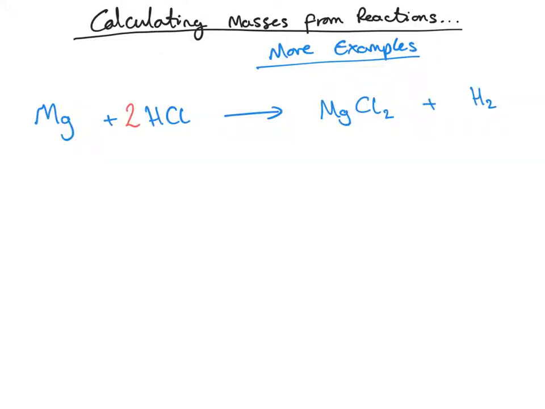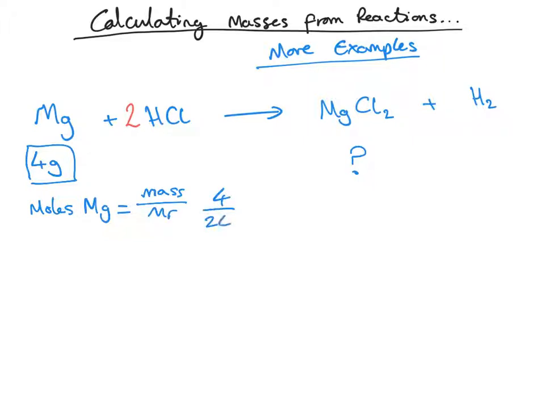Here's some more examples for you to calculate the theoretical masses from different reactions. So let's just pretend I start with 4 grams of magnesium. From 4 grams of magnesium, the question is, how much magnesium chloride can I make? Step 1, you work out the moles of what you know. So my moles of magnesium is mass over Mr, which is 4 over 24, which equals 0.16.